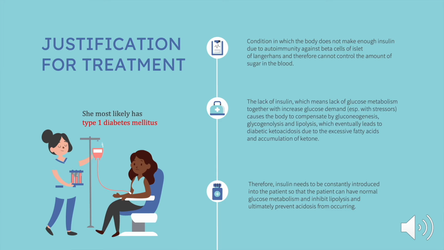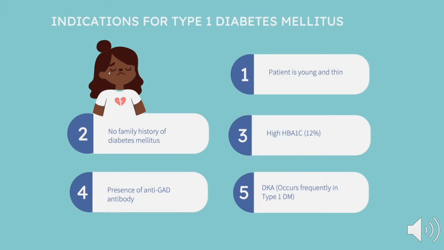Therefore, insulin needs to be constantly introduced into the patient so that the patient can have normal glucose metabolism and inhibit lipolysis and ultimately prevent acidosis from occurring. The following are the indications for type 1 diabetes mellitus. The patient is young and thin, no family history of diabetes mellitus, high HbA1c level in which she had 12%, presence of anti-GAD antibody, and DKA, which occurs frequently in type 1 diabetes mellitus.